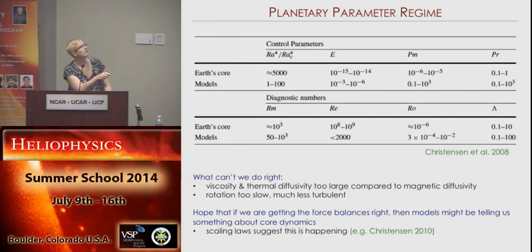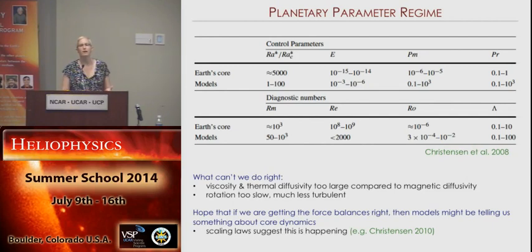The magnetic Prandtl number is also fairly small, 10 to the minus 6-ish. This means that there's a vast difference in length scales and time scales of diffusion between the magnetic and the momentum equations. And the Prandtl number is 0.1 to 1. So these are the typical values in Earth.